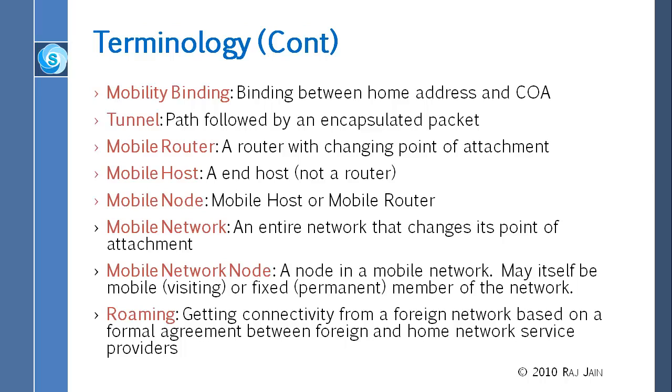So then we have mobility binding. That is the channel which goes between the home agent and the care of address, home address and the care of address. A tunnel is the path followed by the encapsulated packet.